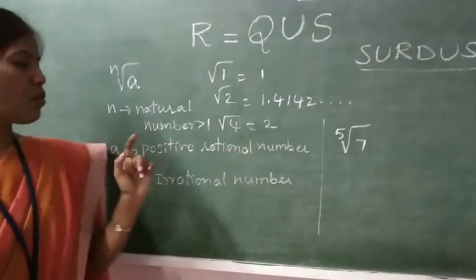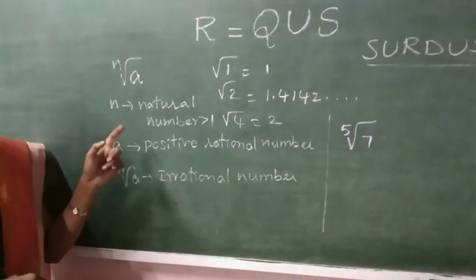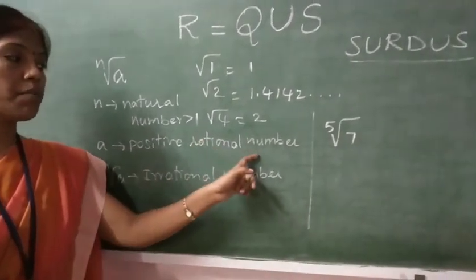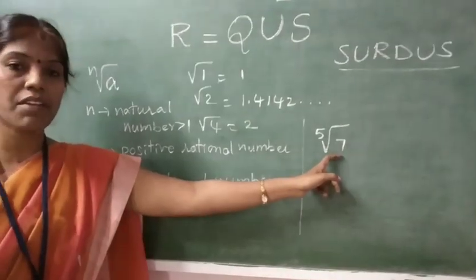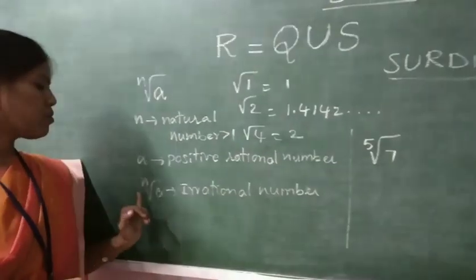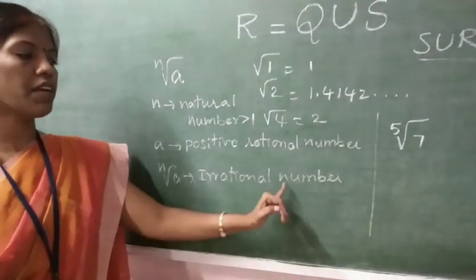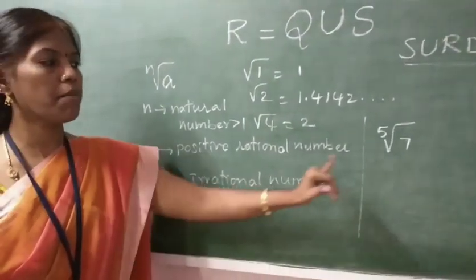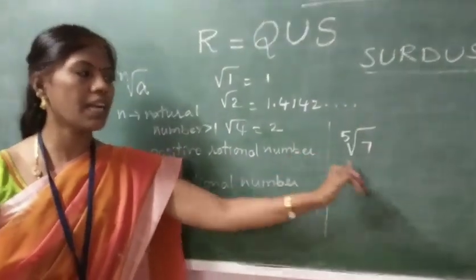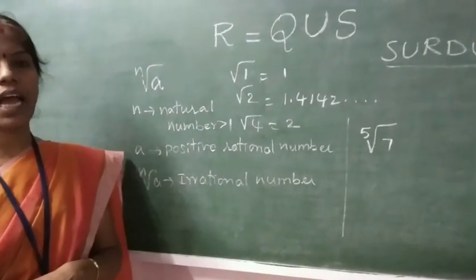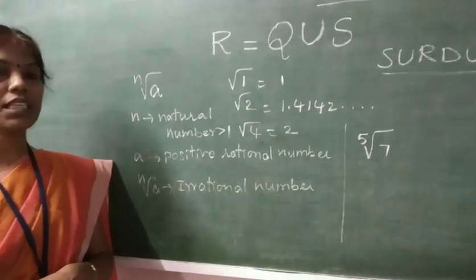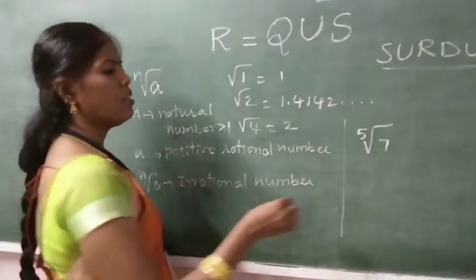So the first condition is satisfied. The second condition is that it should be a positive rational number. In the place of A, we have 7, so it is a positive rational number. And nth root A, what can we say? It is an irrational number, since 7 is not an nth power. Hence we can say that fifth root 7 is an irrational number, or we can call it a surd. Fifth root 7 is a surd.